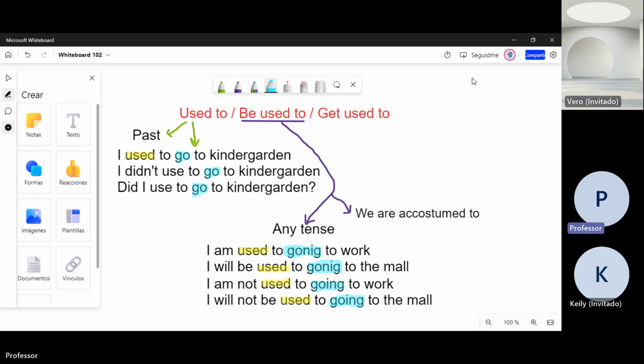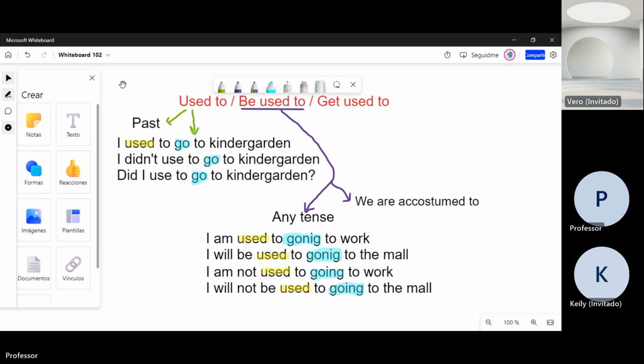Okay, girls, are there any questions here? Yes. In past, teacher, I was used to going to work. One more time. I was used to going. Very good. I was used to going to work.